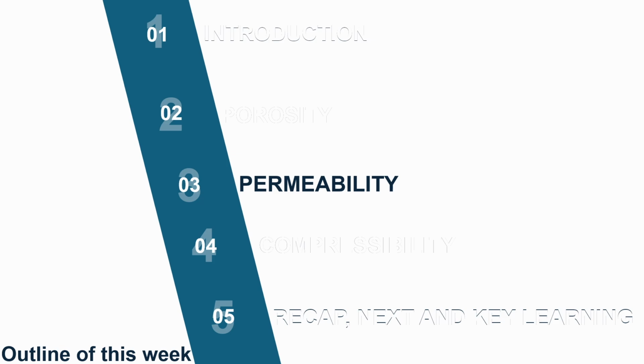Now we transition into permeability. If porosity was storage capacity, permeability is the ease of flow. This is the property most strongly connected to well productivity.